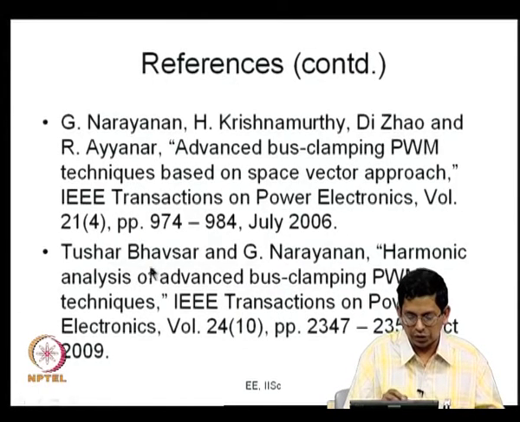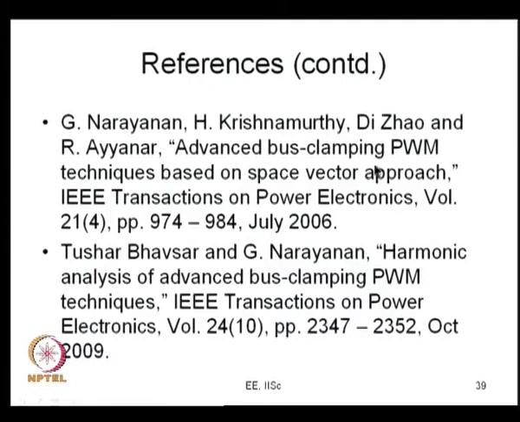This is mentioned in the advanced bus clamping PWM techniques paper, by Tushar, Bhavsar and Narayanan. There has been a more exhaustive comparison of conventional space vector PWM and the advanced bus clamping PWM methods. The dominant component of the first sideband and the dominant component of the second sideband have been compared over the range of modulation indices, so for a detailed quantitative study you can look at this paper and get an idea of how the different PWM methods are different, and how their spectral components vary with modulation index. So, with this I end this lecture.